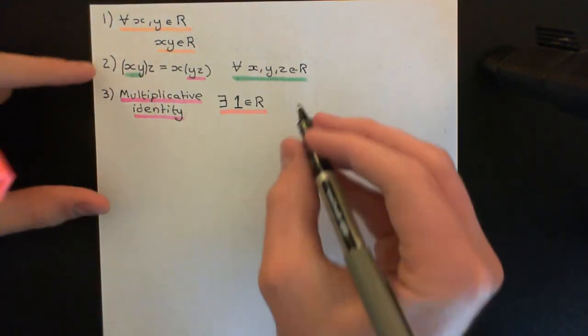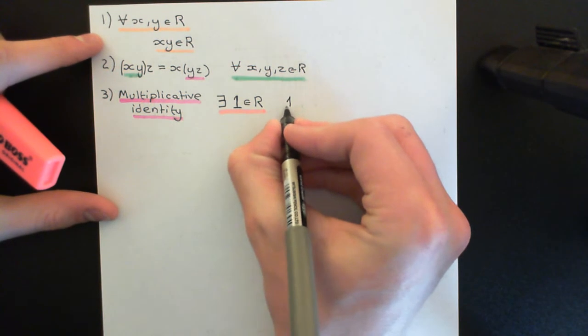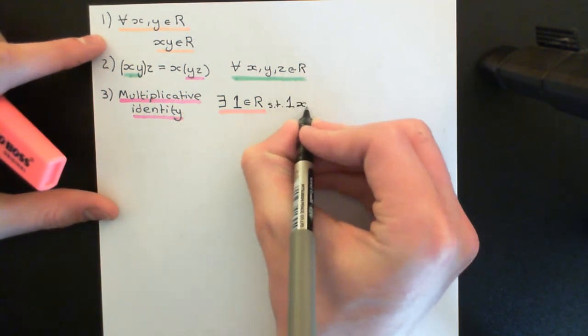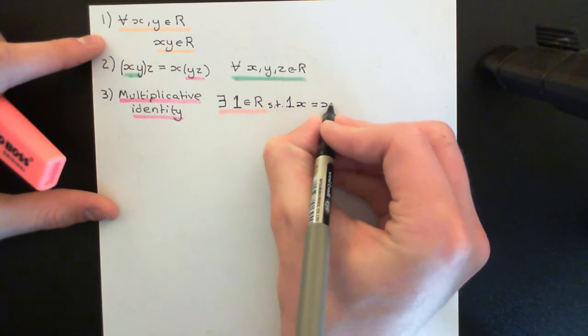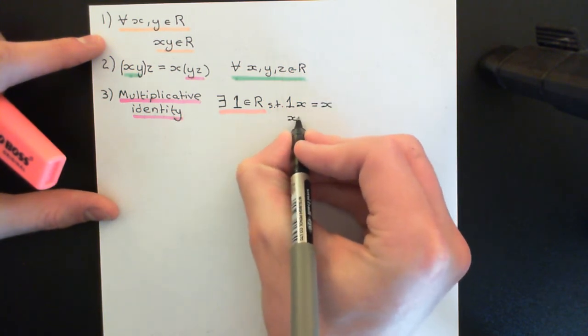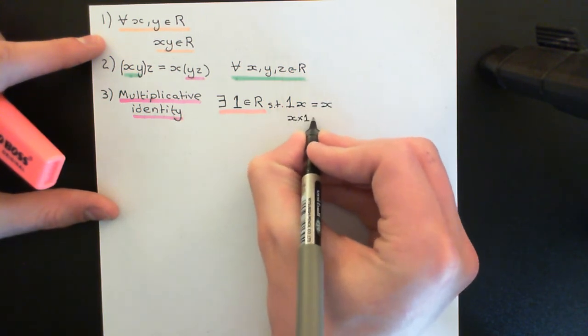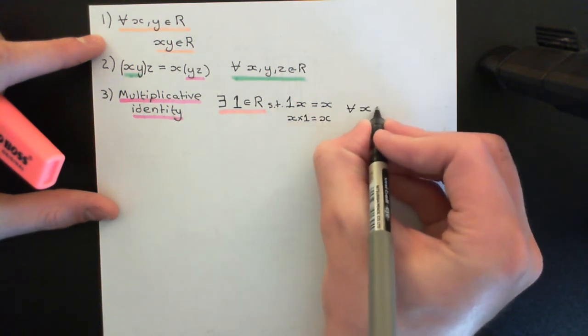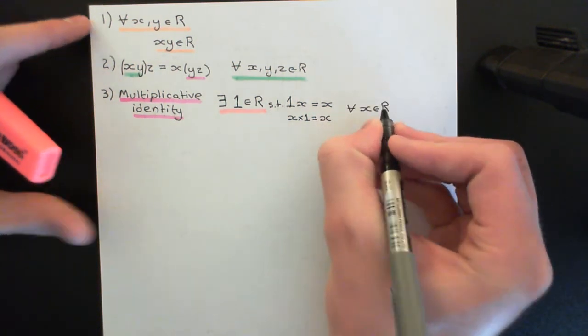Okay, so there exists this element, 1, which is an element of the ring, and this has the special property that 1 times x is equal to x, and x times 1 is equal to x, and that holds true for all x that are elements of the ring, capital R.